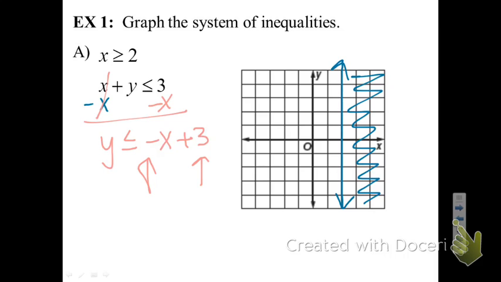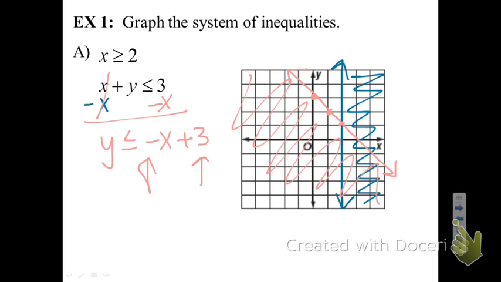So our intercept is 3. We start up 3 on the y-axis, and we apply our slope, which says down 1 over 1, down 1 over 1. And this will be a solid line because it says equal to. And the inequality right here says to shade less than, so less than would be below.